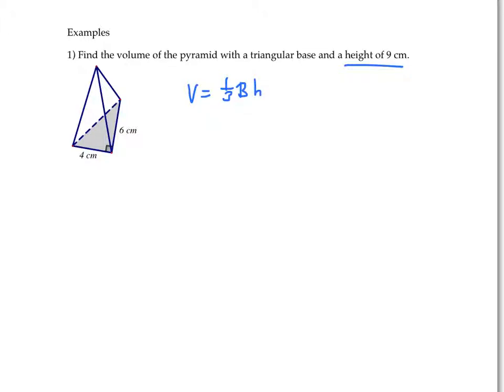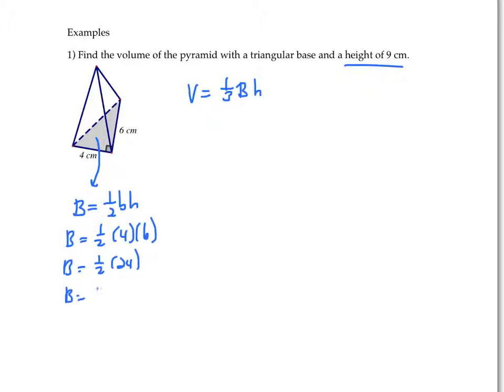So we need to find the area of this triangle. Okay, so the base is a triangle. The formula for finding the area of a triangle is 1/2 times base times height, little b this time, times height. So we're going to do 1/2 of 4 times 6. 1/2 of 24 gives us 12 square units.